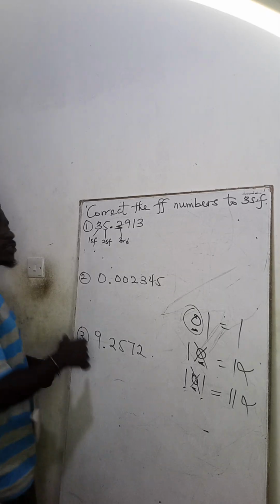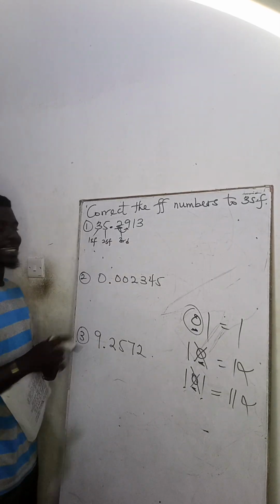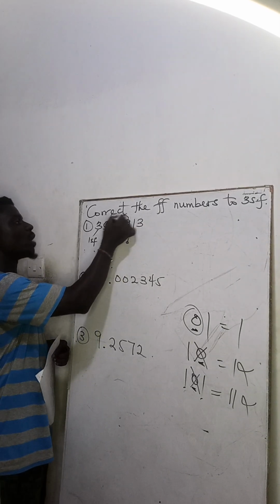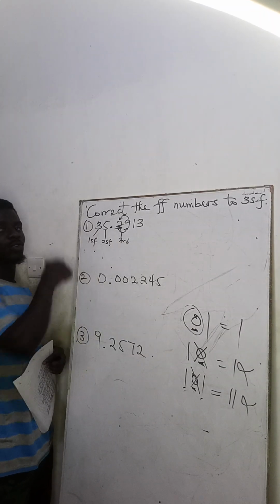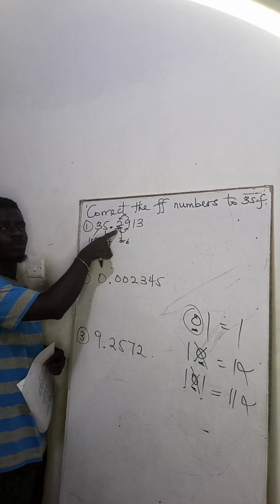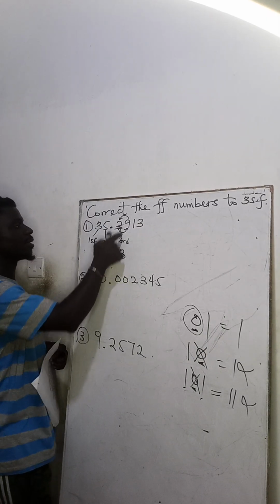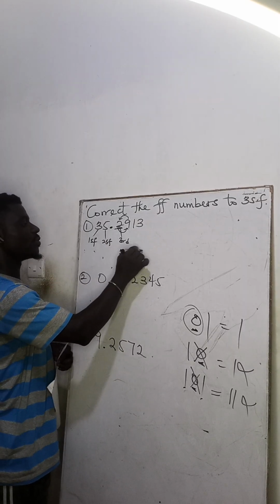So which means that we need to check the next number. The next number is 9. And this 9 is from 5 upwards. So we can add 1 to what we are correcting to 3SF. So we add 1 to these 2. So 1 to 2 will be what? 3. So these 2 will change to 3. Then the rest of these figures will change to 0, 0, 0.